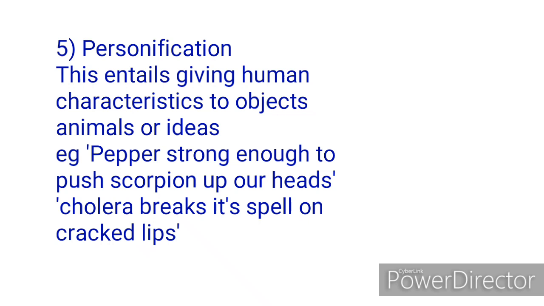Personification is another figure of speech found in the poem. Personification entails giving human characteristics to objects, animals, or ideas. For example, the pepper is strong enough to push scorpion up our heads. Here, pepper, which is a vegetable, is being given the human quality of pushing. Another example is cholera. Cholera breaks its spell on cracked lips. Here, cholera is given the animate quality of being able to break.